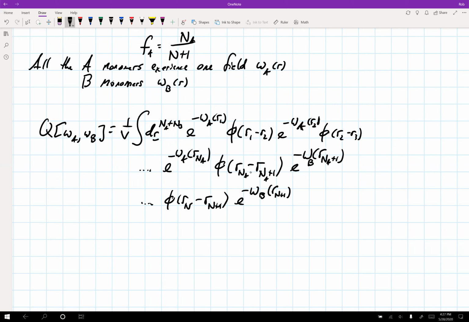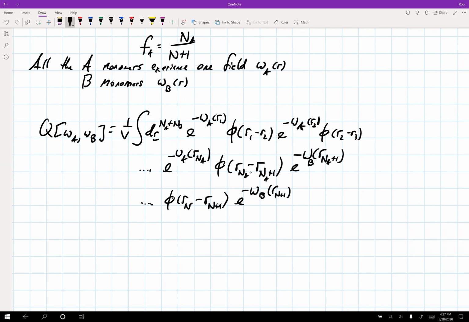And of course, you can generalize this and have a C. If you have a triblock, you could have a C-type monomer. There are a lot of extensions to this that are straightforward once you think through exactly how this is going to work. And we can still evaluate this thing in the same way.